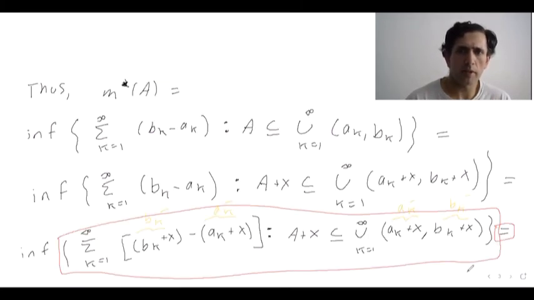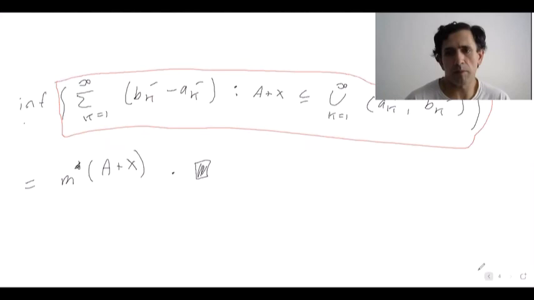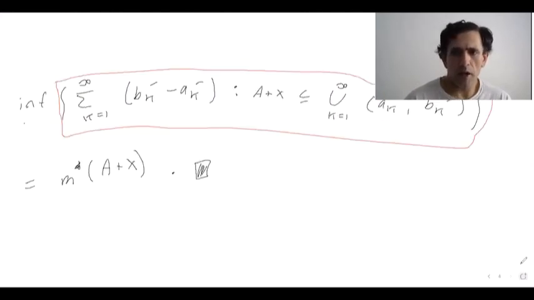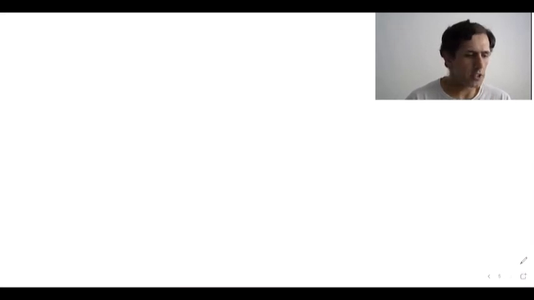So again, the punchline here is that, forget about infimums, this set here equals this set here. And then henceforth, the infimums are equal. Just add and subtract x to each term. These two are equal, and this set here equals this set here. Hence, the infimums have to be equal. Okay, so outer measure is translation invariant.